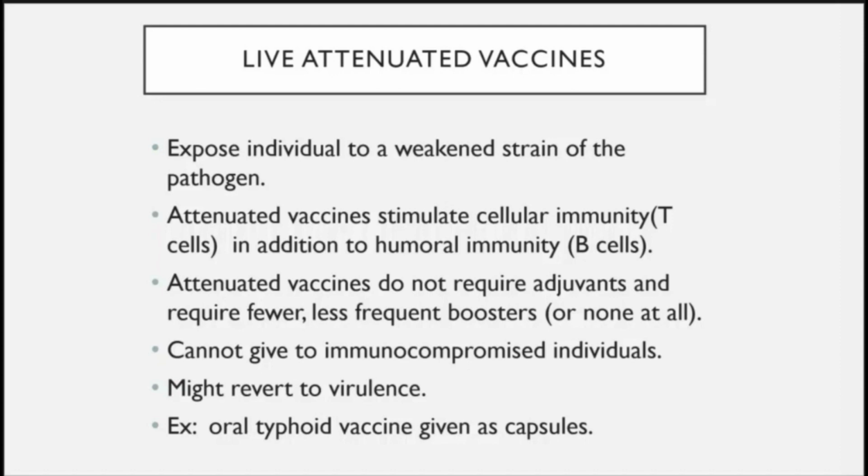Since there is an active pathogen injected, they tend to not require adjuvants and require fewer, less frequent boosters, or none at all. However, you do not want to administer these types of vaccines to immunocompromised individuals for obvious reasons. They might revert back to being virulent again. Examples of live attenuated vaccines include an oral typhoid vaccine given as capsules.